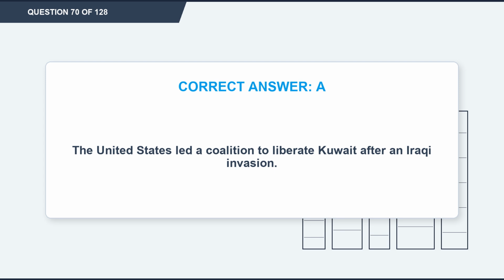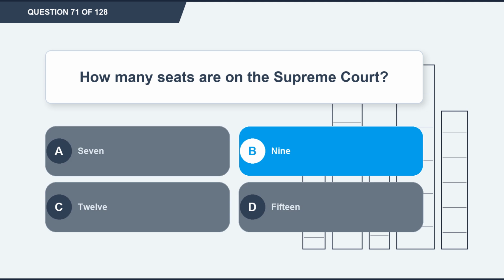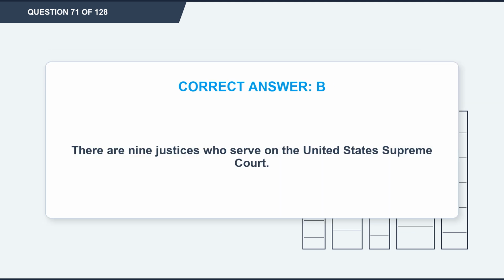Explanation. The United States led a coalition to liberate Kuwait after an Iraqi invasion. Question 71. How many seats are on the Supreme Court? Option A, 7. Option B, 9. Option C, 12. Option D, 15. The correct answer is option B, 9. Explanation. There are 9 justices who serve on the United States Supreme Court.